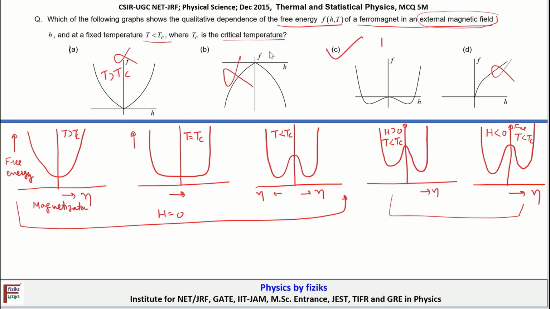But remember that this is valid for when H is equal to 0, not for non-zero magnetic field. But since we don't have any other option here, the most appropriate option is C, and this is valid when temperature is smaller than Tc. But this corresponds to zero field basically. So therefore we will mark C as the right option here. Otherwise, had it been stated directly in the statement that H is greater than 0 or H is smaller than 0, then one of these two options would be the correct one.